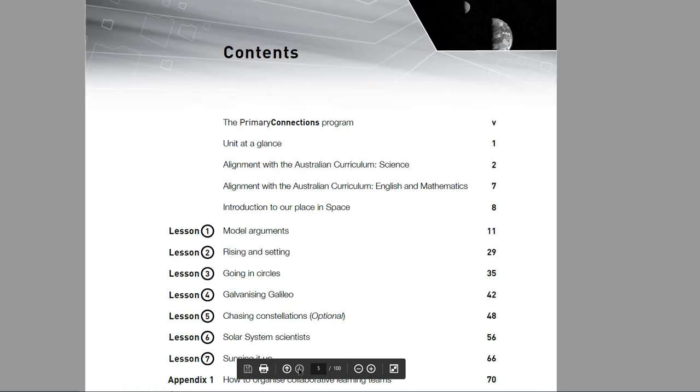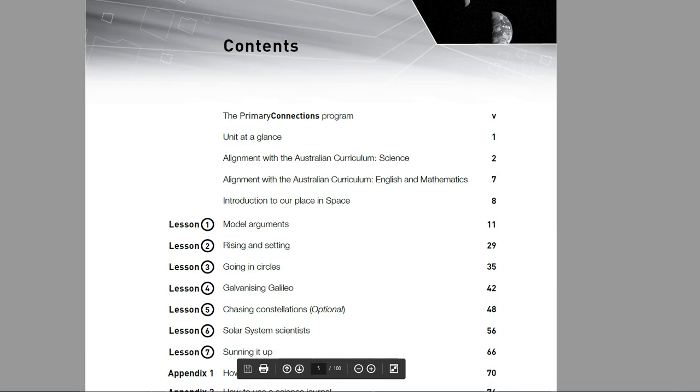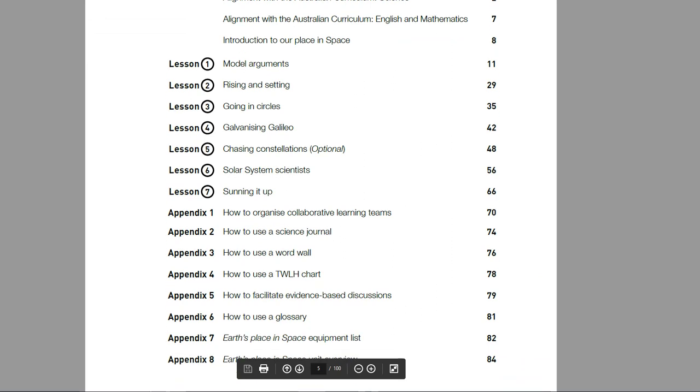Going through, we can see that every page will have its table of contents embedded within every unit. And we can see here that it's fairly conventional, taking us through some work in regard to Galileo, and model arguments, solar systems, and of course sun scientists. And more importantly, getting down to the connection of this unit.